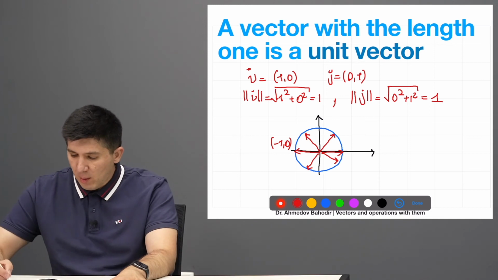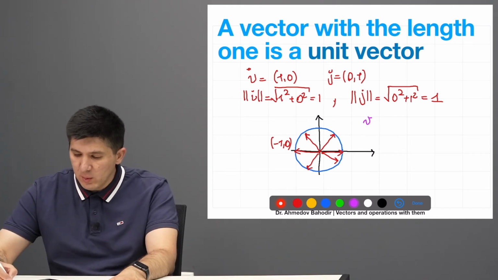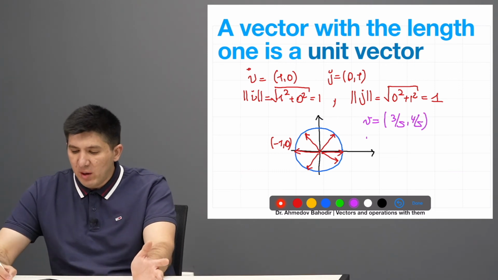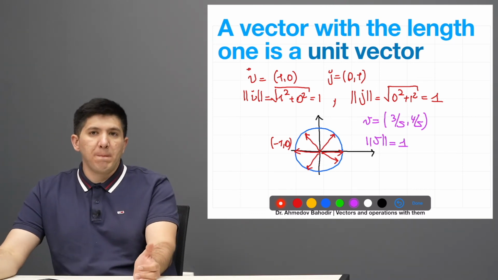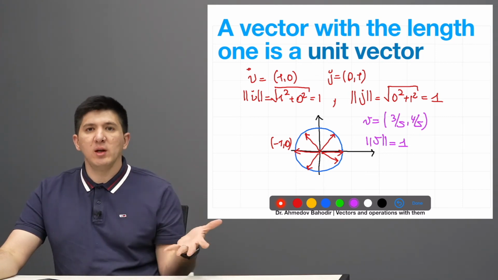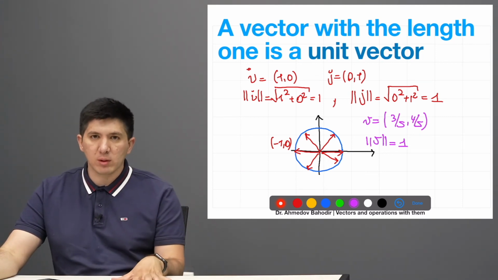So I can show you a couple more examples. Let's say u has the components 3/5 and 4/5. It is also a unit vector, because if you find the norm of this vector, it's going to be equal to 1. So the only condition for calling a vector a unit vector is that its length should be equal to 1.